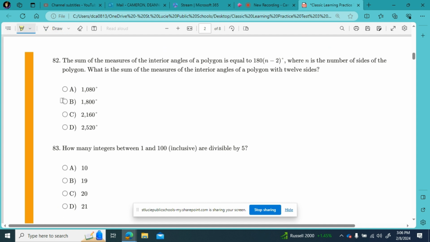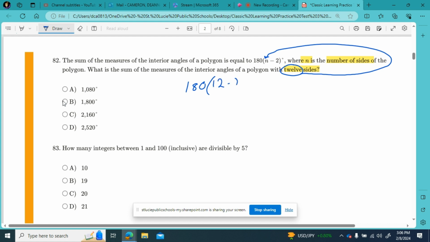Well, they just said n is the number of sides of a polygon, and we have 12 sides. All we're going to do here is substitute in 12 for that n. So 180 times the number of sides minus 2. 12 minus 2, parentheses first, means we're saying 180 times 10, which would be 1,800 degrees.